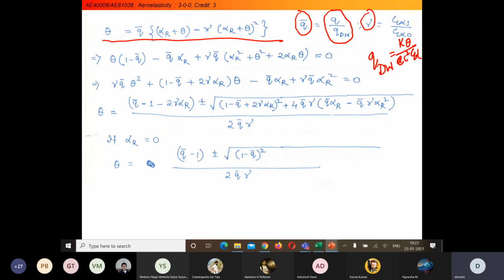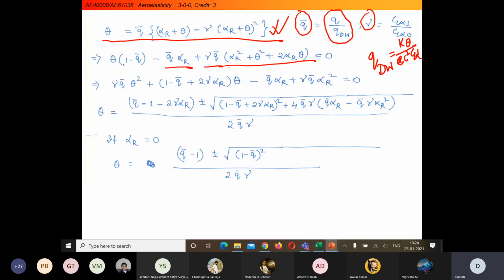Then I am substituting in that equation: theta is equal to q bar into alpha plus theta minus gamma into alpha plus theta whole square. After this, if we rearrange the equation, we will be getting theta multiplied by 1 minus q bar minus q bar into alpha r gamma q bar, then multiplied by alpha r whole square theta square plus 2 alpha r into theta equal to 0.